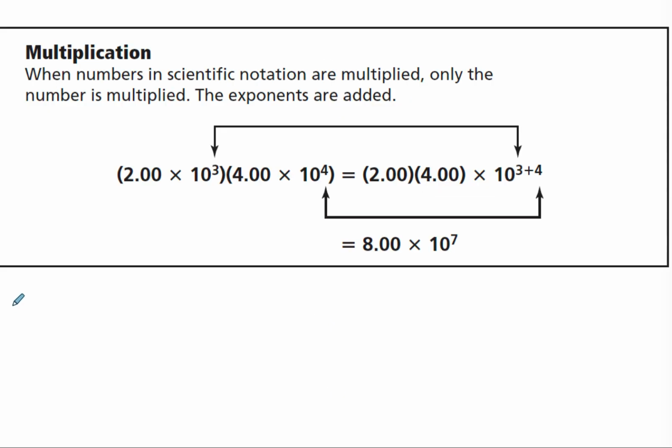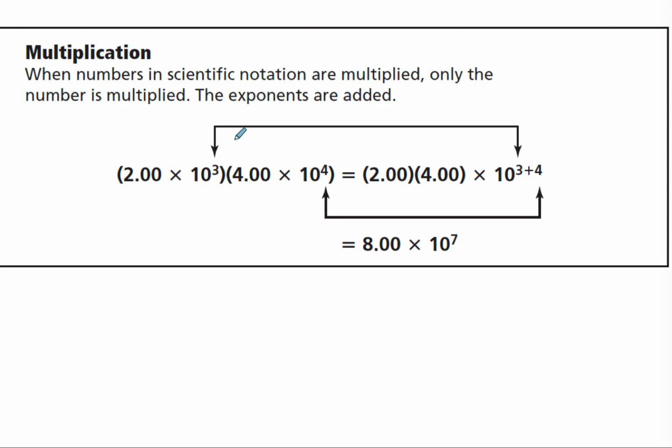All right, let's take a look at multiplication. The rules for multiplication are a little bit different. When the numbers in scientific notation are multiplied, only the number is multiplied. The exponents are added. So you can think about this as kind of like a distributive property problem.